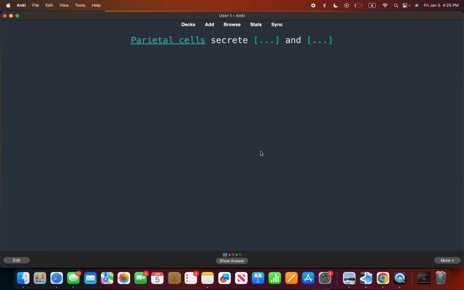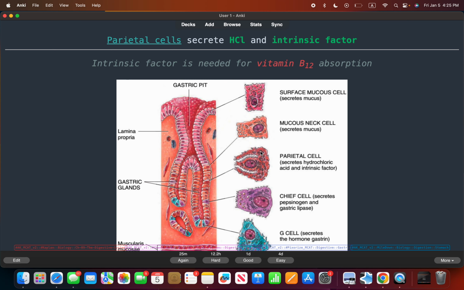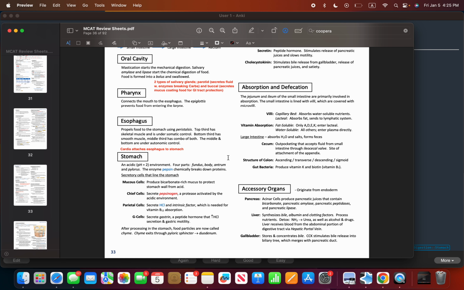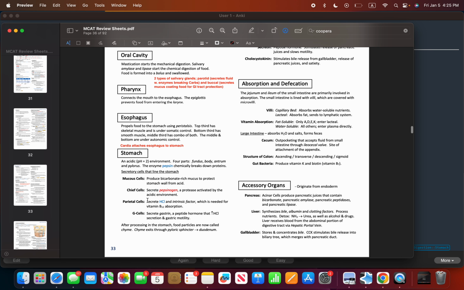The parietal cells secrete HCl, hydrochloric acid, and the intrinsic factor, right? So intrinsic factor is needed for vitamin B12 absorption. I don't think we had it here, so here: intrinsic factor is for vitamin B12 absorption. Cool.